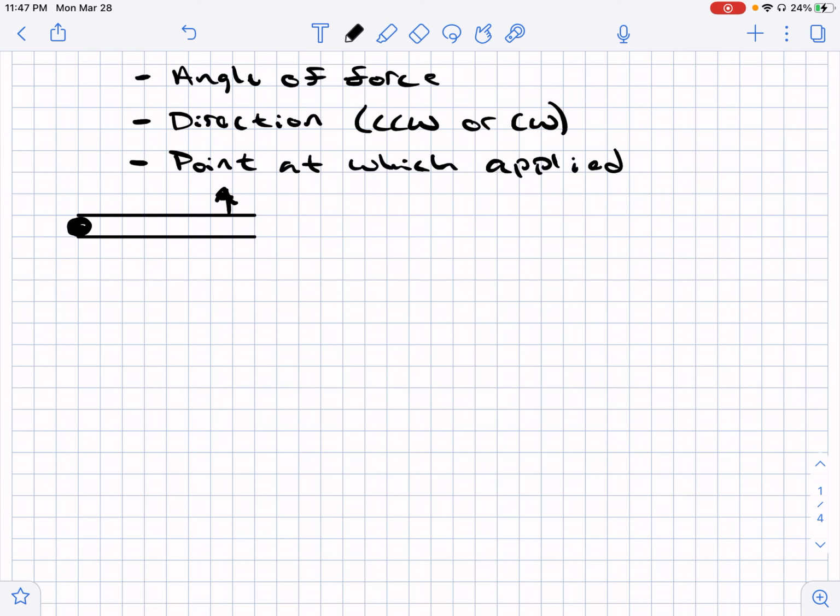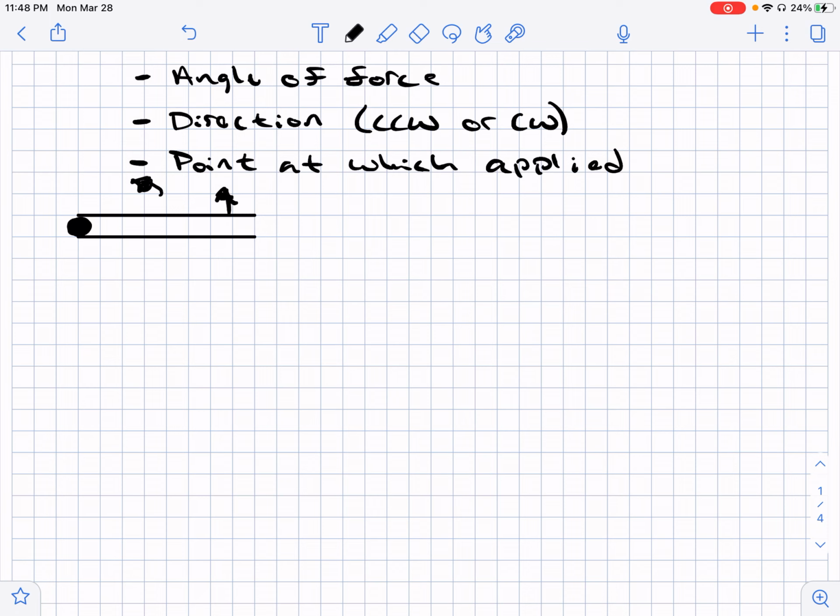Identifying that axis of rotation is really important. If the axis of rotation is on the left end and I'm applying a force upwards on the right end, that means this rod would rotate counterclockwise. And so that means it would be a positive torque because it's causing it to rotate counterclockwise.